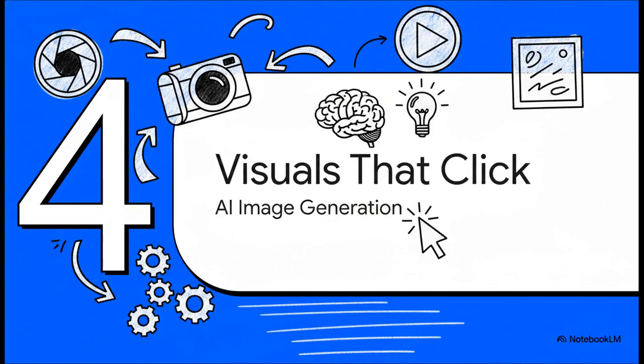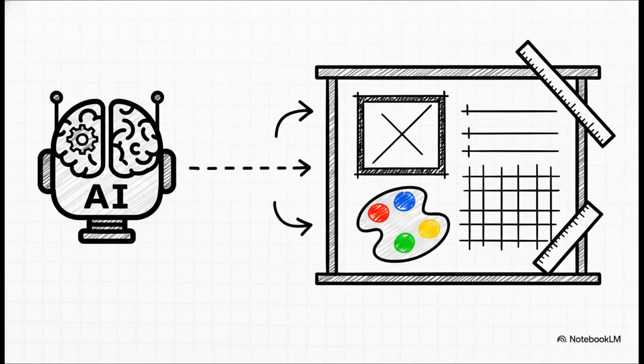Now let's shift gears to Section 4, Visuals that Drive Clicks. We're looking specifically at AI image generation because, as we all know, platforms like YouTube and Instagram are highly visual, and they demand top-tier imagery to cut through the noise. You don't need to be a master graphic designer to get started creating professional posters and thumbnails anymore.